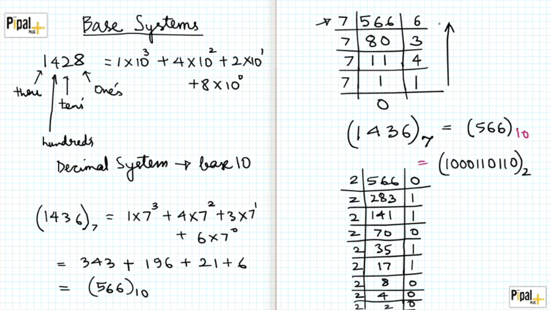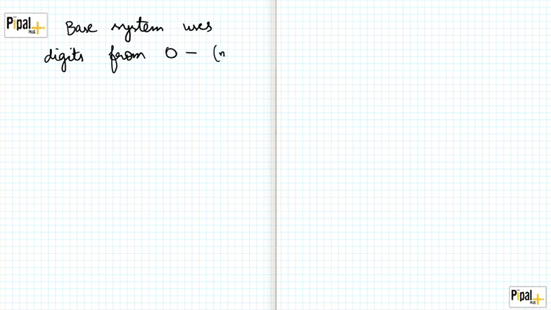So in this case I would never get a remainder 7 or 8 or 9 or 10 and so on. Likewise, in case of binary, I would never get a remainder 2, 3, 4, 5 and so on. I would always get remainder 0 and 1. So we can summarize that a base system to the base n will use digits from 0 to n minus 1.